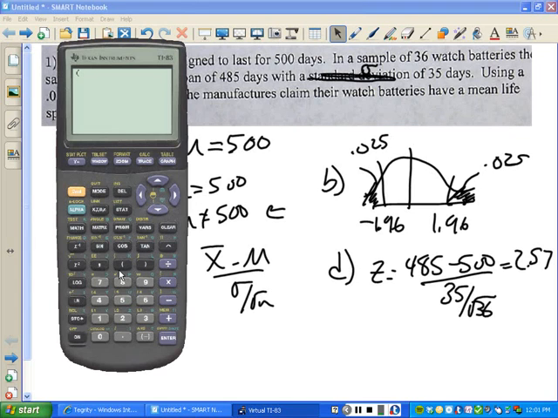That's it. All right. 485 minus 500. Close parentheses, divided by, open parentheses, right? Don't forget to open that bottom set of parentheses. A lot of people will forget that. 35 divided by square root 36. Okay. So that's how you would want to type that in. Negative 2.57. Okay.